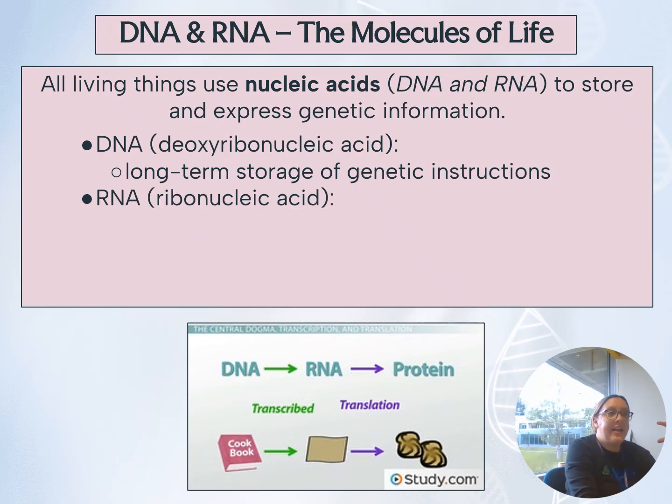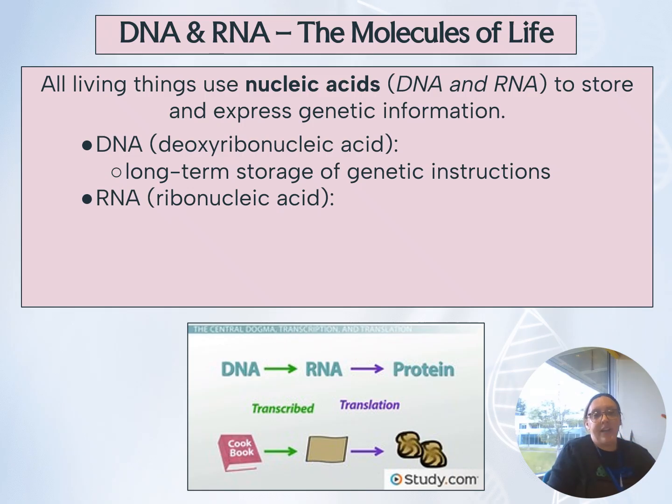So DNA, the D stands for deoxyribose, which is the sugar that DNA contains. RNA stands for ribonucleic acid. Ribose is the sugar that RNA contains. DNA is the storage of all of our genetic information, so it's very big. And for eukaryotes, it's so important we keep it in a nucleus at all times.